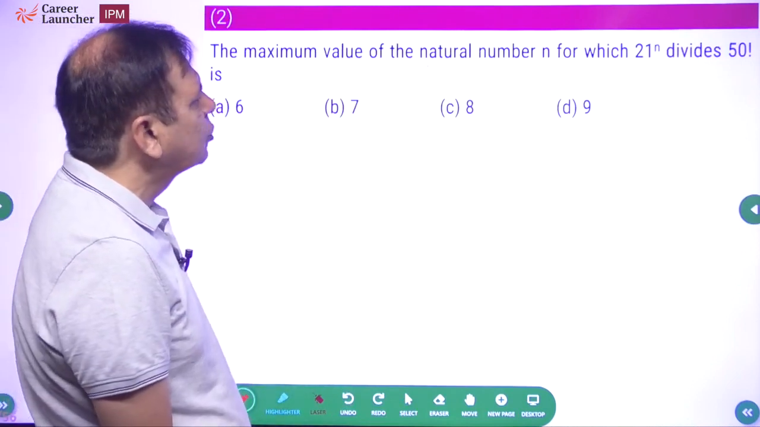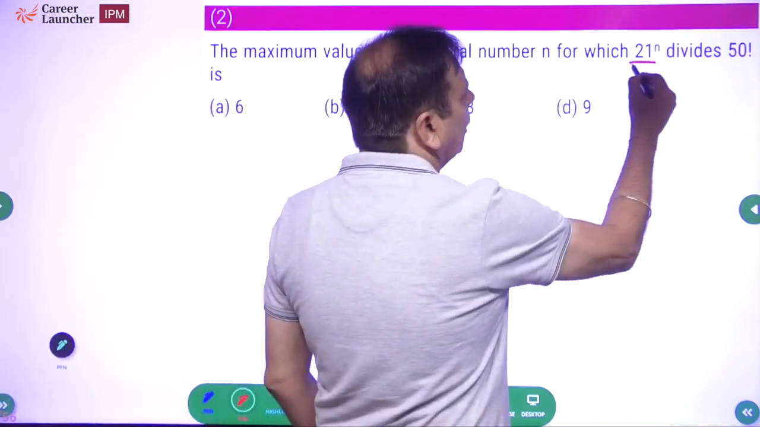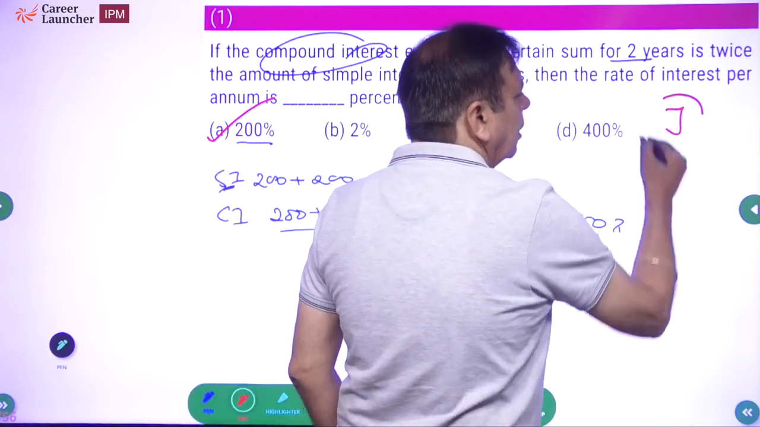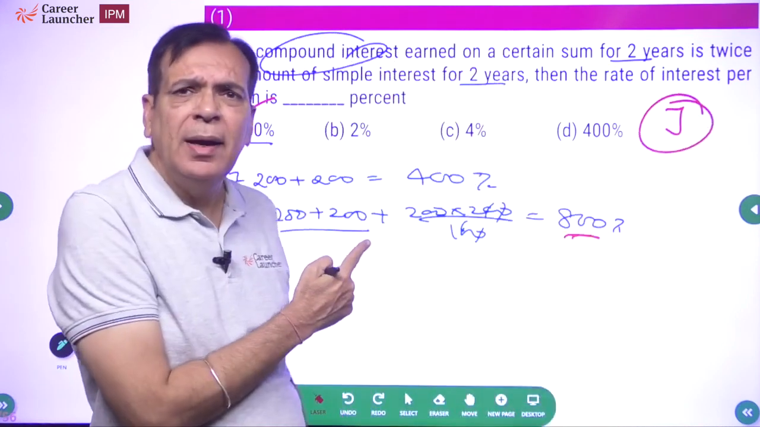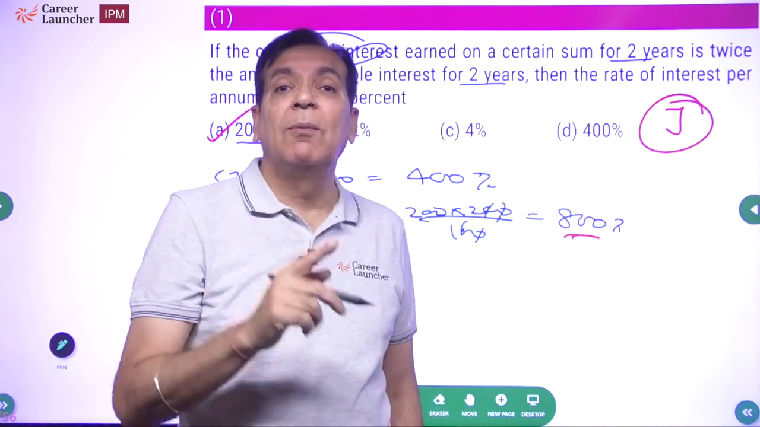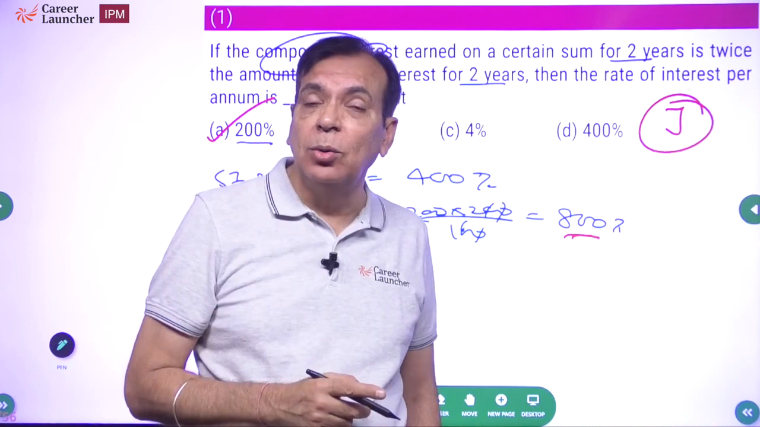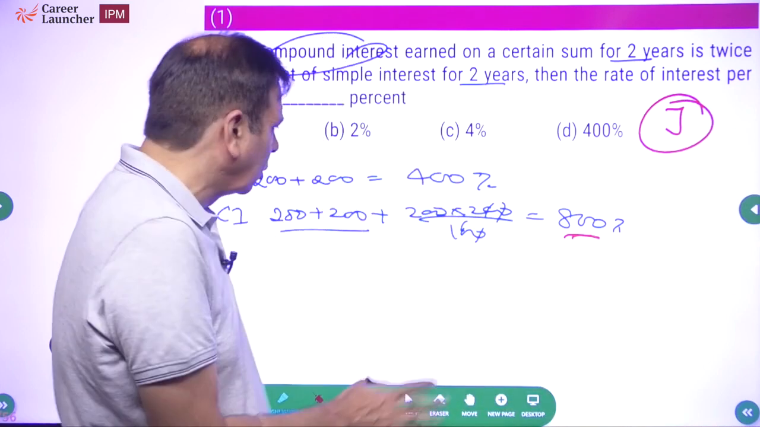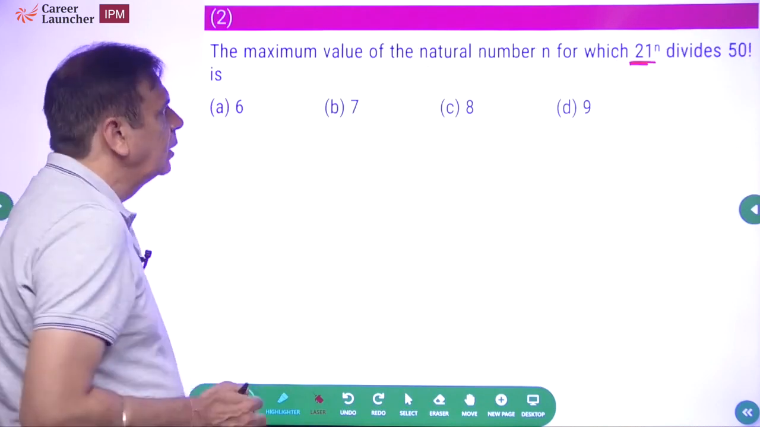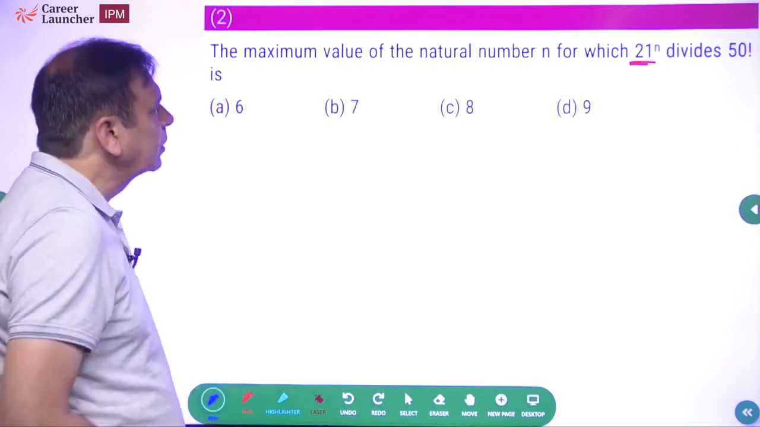Maximum value of the natural number n for which 21 to power n divides 50 factorial. By the way, this was jugaad, na? Most people will do this question by what method? By applying compound interest. They'll say 1 plus r by 100 raised to power 2, etc., and they will waste a lot of time. The jugaad here is use successive increments and use the choices. Okay, back to the next question.